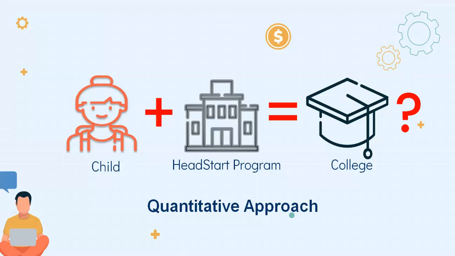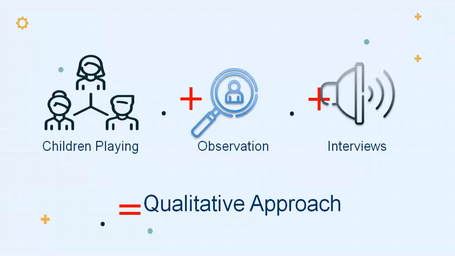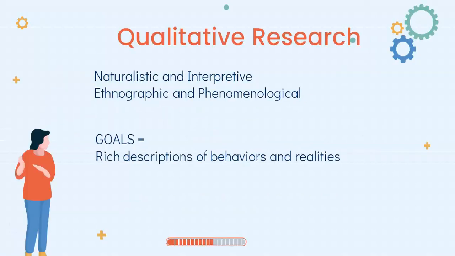But if you go into a preschool classroom, observe children playing and conduct open-ended interviews with children and teachers about classroom behaviors, you're taking a qualitative approach. Qualitative approaches are naturalistic and interpretive. You might hear terms like ethnographic or phenomenological to describe qualitative research. The goal here is to richly describe people's behavior and reality rather than to quantify or measure them.